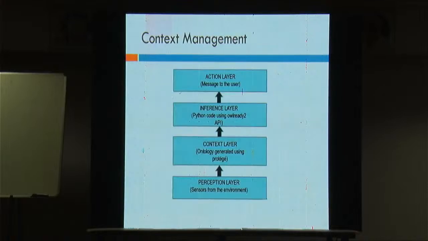And this is the context management. In the perception layer, sensors sense the environment. For example, the PIR sensor can sense movement, whether someone is there or not. In the context layer, the ontology rules are framed to get inferences, that yes, it justifies that no one is there. And the action layer will provide some kind of action, like sending an SMS. Next.